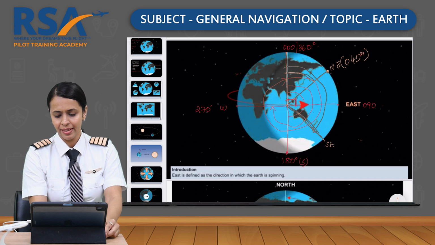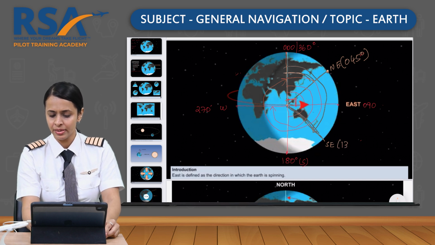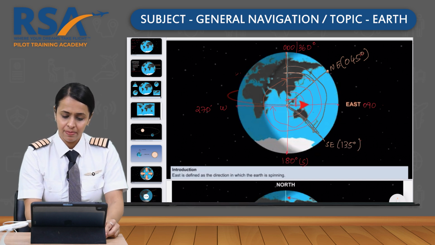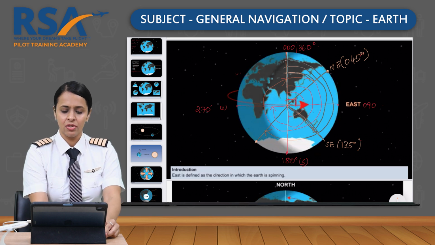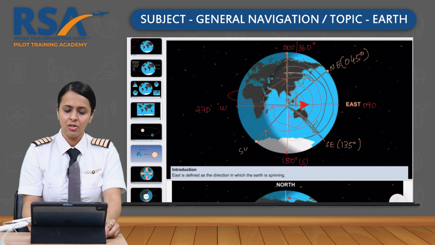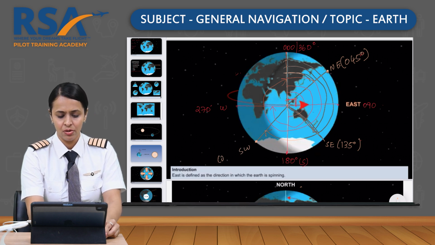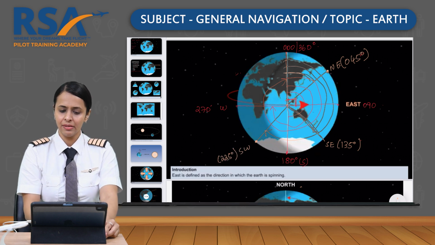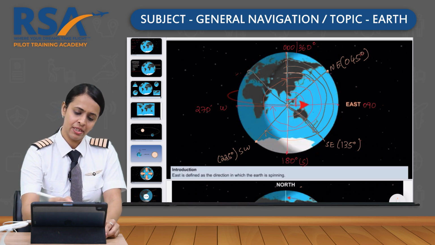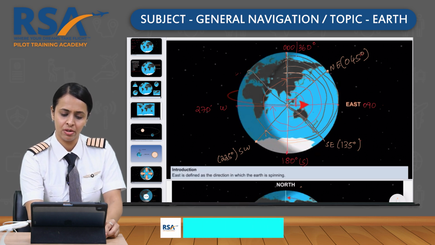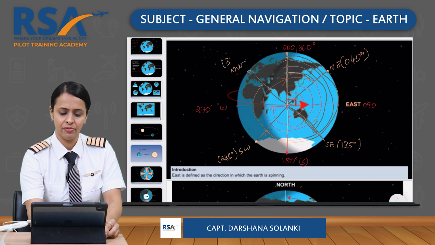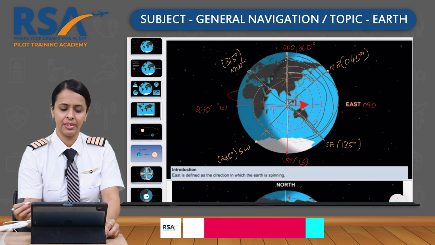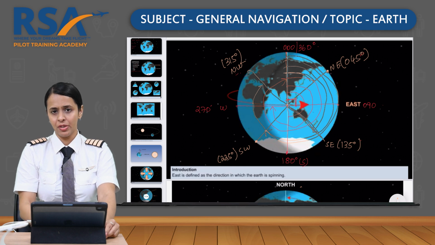Again, this is the angle. Angle is about 135 degrees. Similarly, if I draw a line here, this is my west. So this is your southwest. So this angle is about 225 degrees. Similarly, if I draw a line here, this becomes my northwest, and this angle is 315 degrees. And this is how you denote all directions.